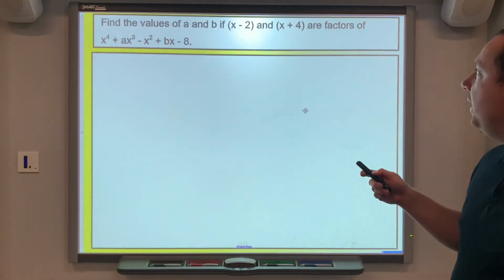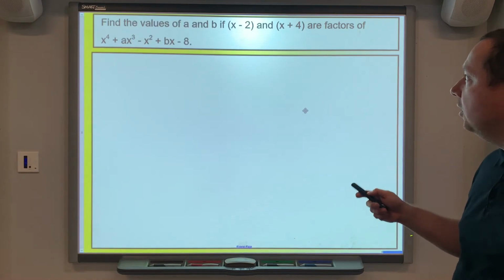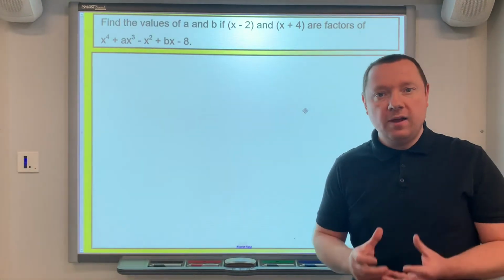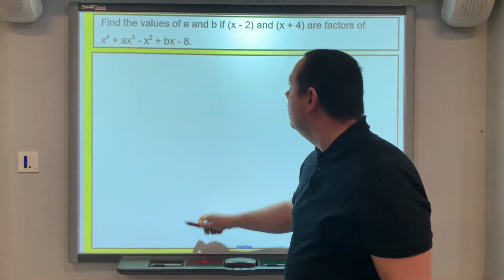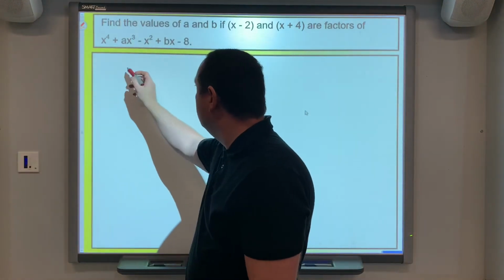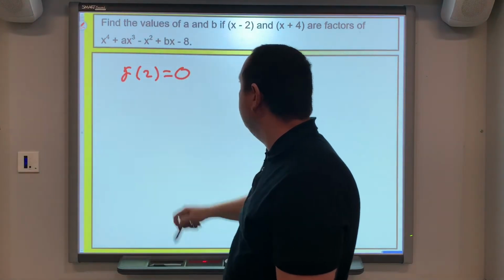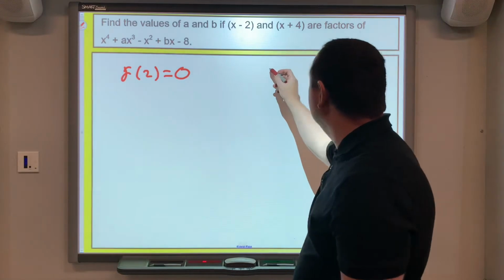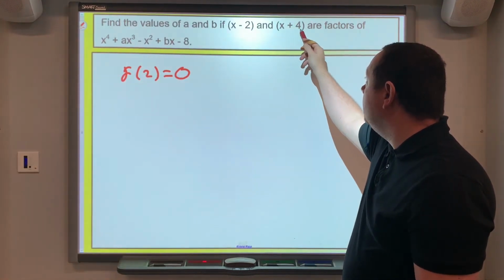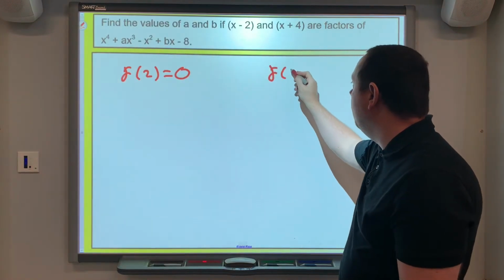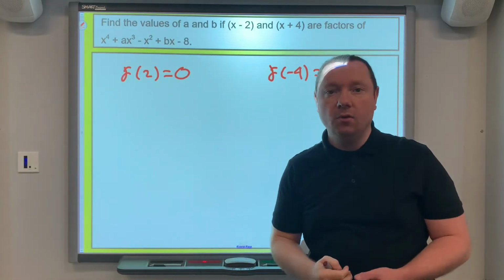Example three, find the values of a and b if x minus 2 and x plus 4 are factors of this polynomial. So once again, the connection between factors and roots is very important. If we know a factor, we know a root. So the root for the first one is 2, so that means that f of 2 equals 0, no remainder. And we also know the factor is x plus 4, so f of minus 4 must give a remainder of 0 when we substitute it in, because minus 4 is a root.